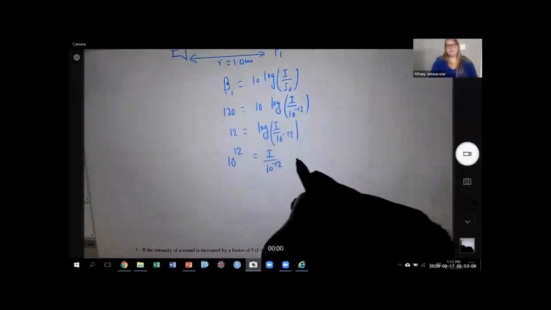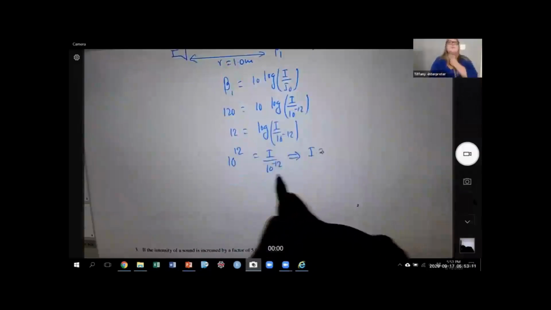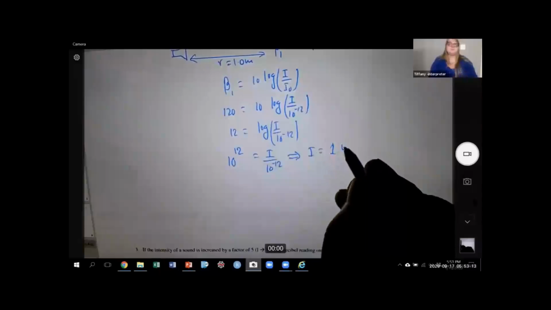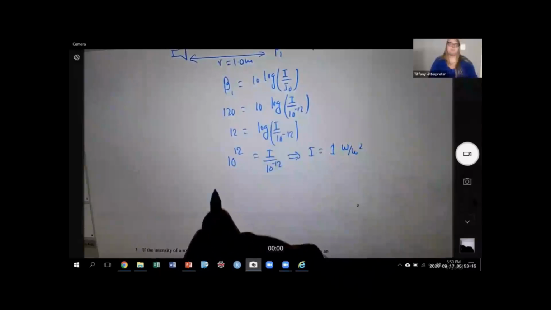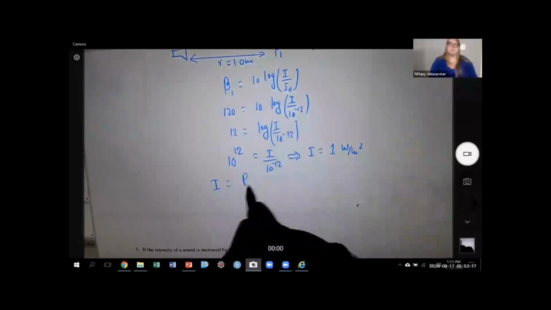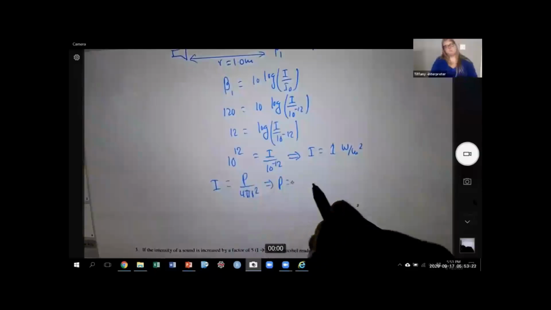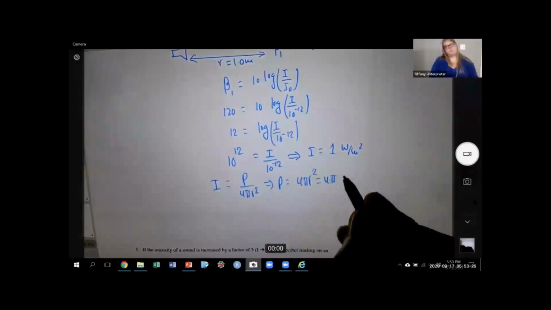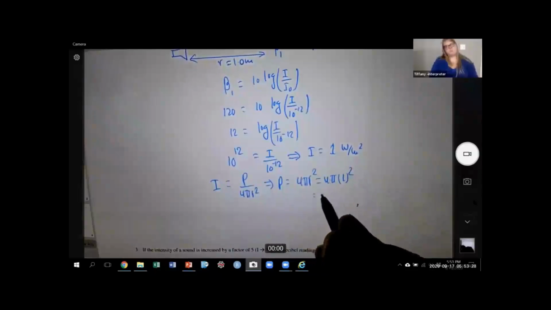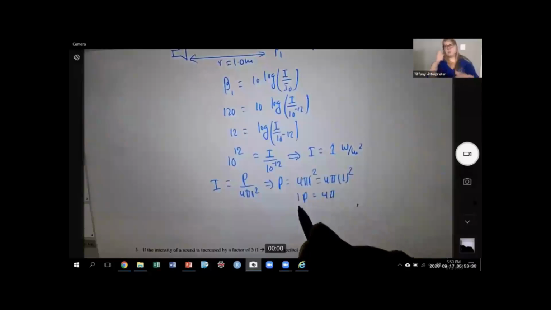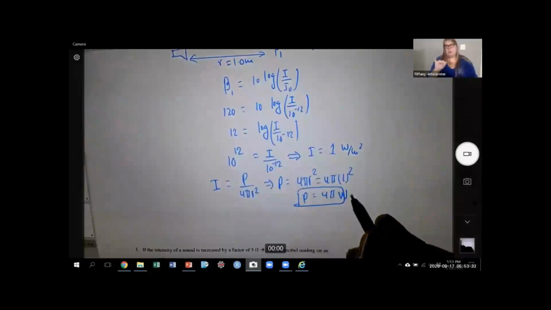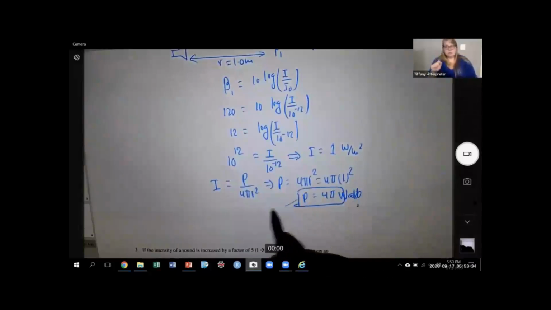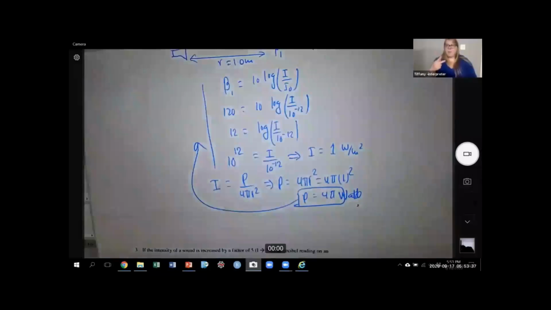Okay, so your I is just what? This is 1 watt per meter square, right? And I is what? Power divided by 4 pi r square. And then you can solve for power. Power is just 4 pi r square, 4 pi. R is 1 meter for simplicity, so just 4 pi. Put the actual watts. This is in watts. So once you find the power, then you can find the beta 2 easily.